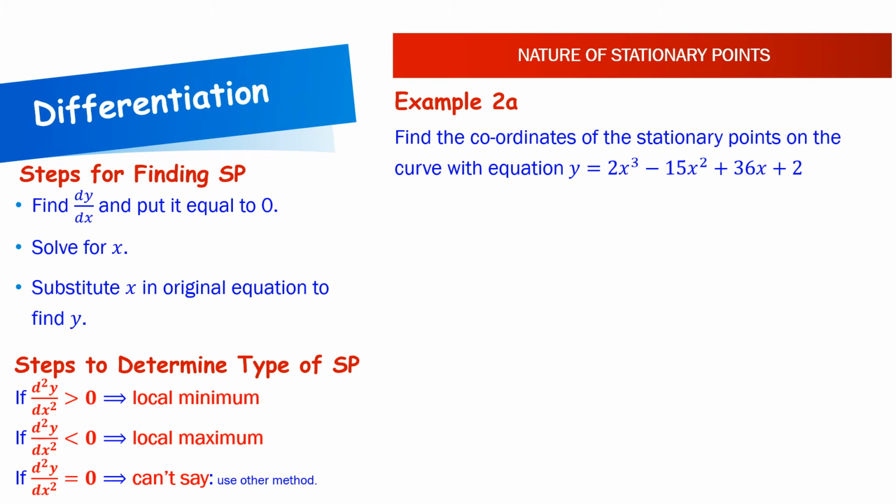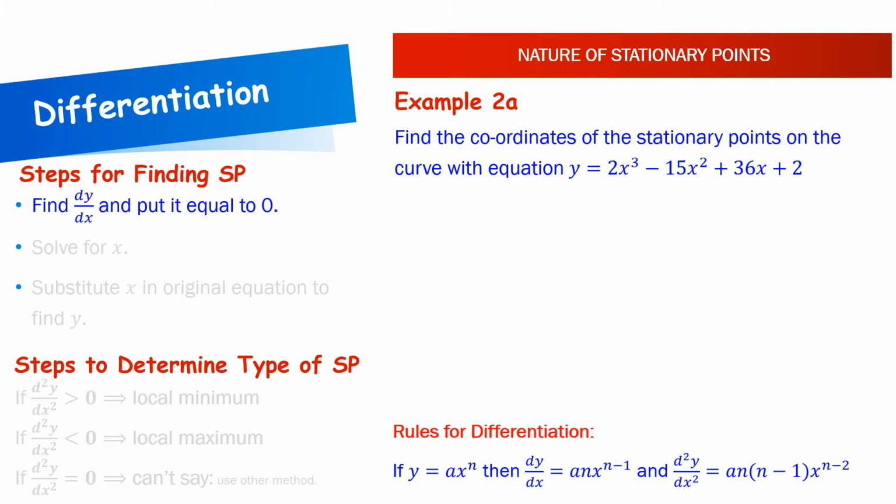So let's solve example 2a first. Find the coordinates of the stationary points on the curve with equation y equals 2x cubed minus 15x squared plus 36x plus 2. Remind yourself of the rules for differentiation shown at the bottom of your screen. And let's solve.